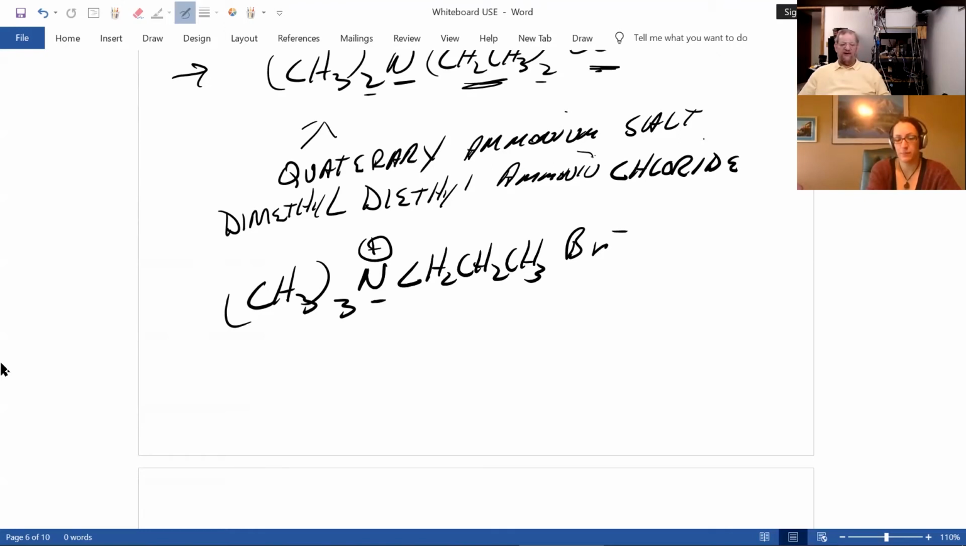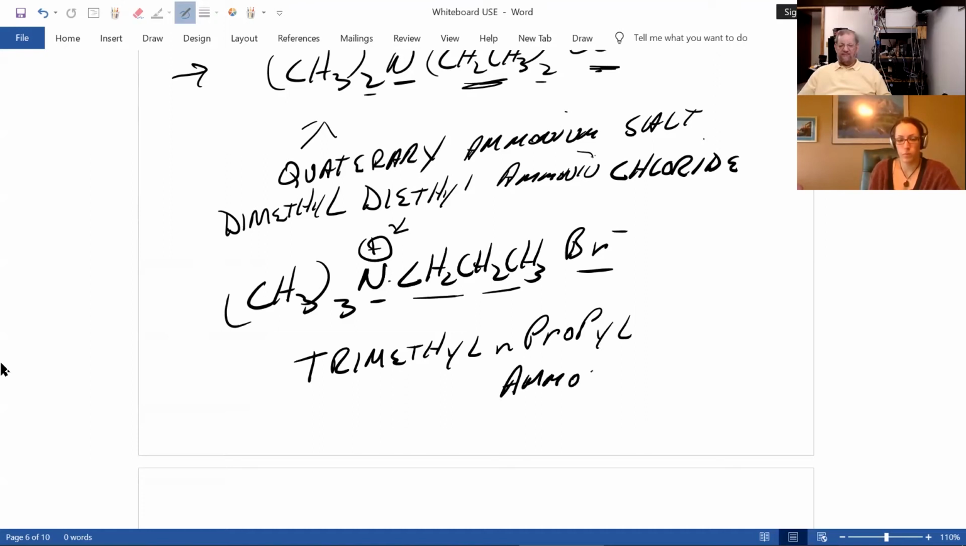Oh, look, nitrogen, but it's got a positive charge, and you have a halogen anion. This is a quaternary ammonium salt. And this would be trimethyl. What do I have here? Three carbons and carbon attached to the nitrogen, and propyl. Ammonium, and bromine would be a bromide anion. And that's how you do it.